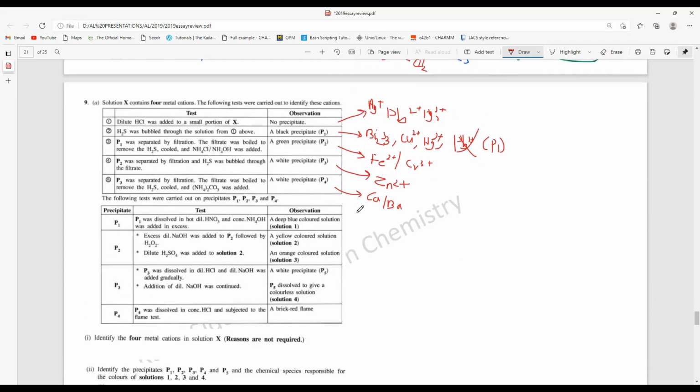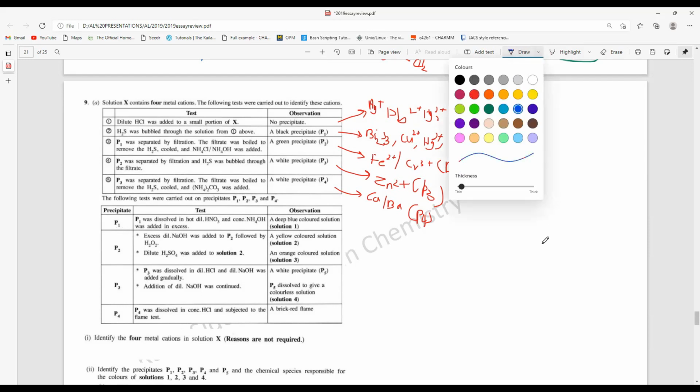Okay, let's move on to the second step to find these. So these are the 4 steps for precipitates: P1, P2, P3, and P4. Let's go to P1. P1 was dissolved in hot dilute HNO3, and concentrated ammonium hydroxide was added, giving a deep blue color.